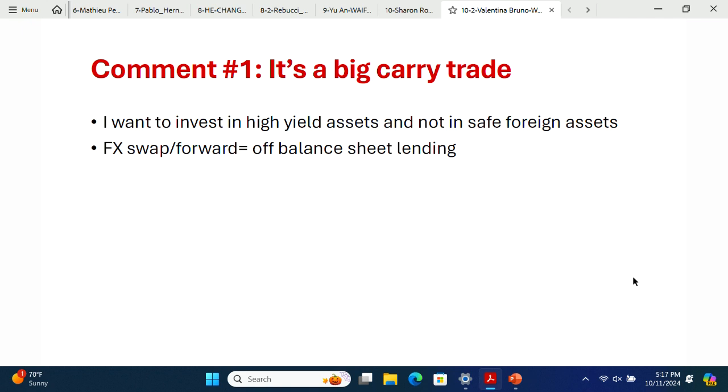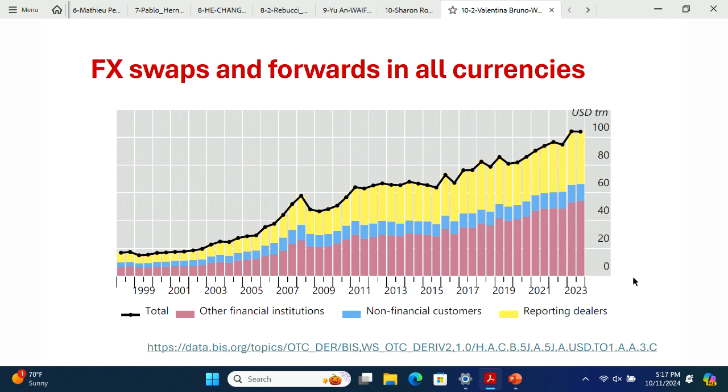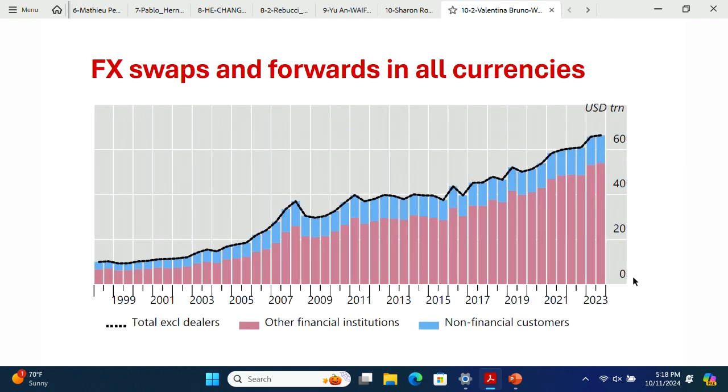The first one is that it's just a big carry trade. A carry trade is a financial transaction where I borrow currency at low interest rates and I invest the proceeds in high-yielding assets. And here, the crucial markets are the FX markets, FX swap and forward markets. So this chart shows the outstanding amount of FX swaps and forwards in all currencies. And the numbers are absolutely huge. This is all off balance sheet, by the way, because we are talking about 100 trillion, with the T, in all currencies.